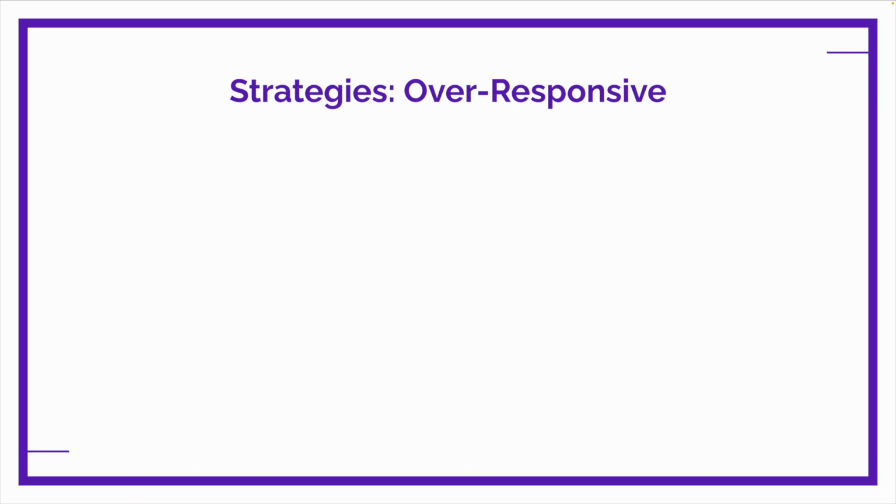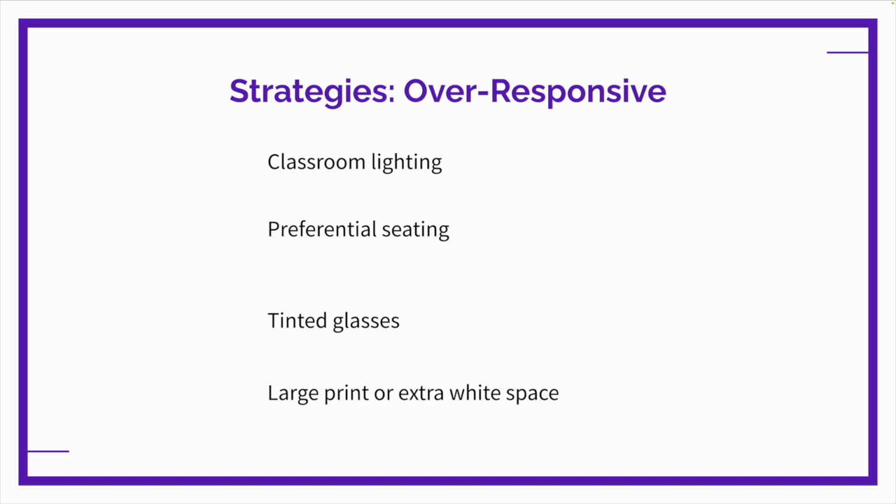For students who are visually overresponsive, we want to reduce overwhelming visual input. We can change lighting, use light covers, or reduce visual distractions. We can also seat students away from direct light, and some students might benefit from lightly tinted glasses or larger print materials or worksheets with extra white space to improve focus and reduce visual overload. It is also helpful to reduce glare from reflective surfaces.